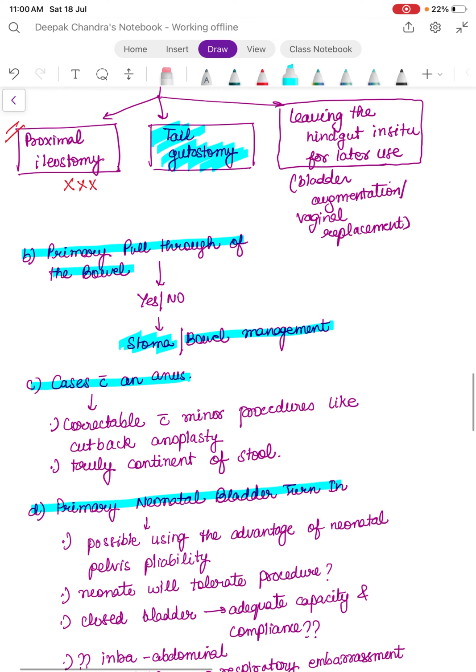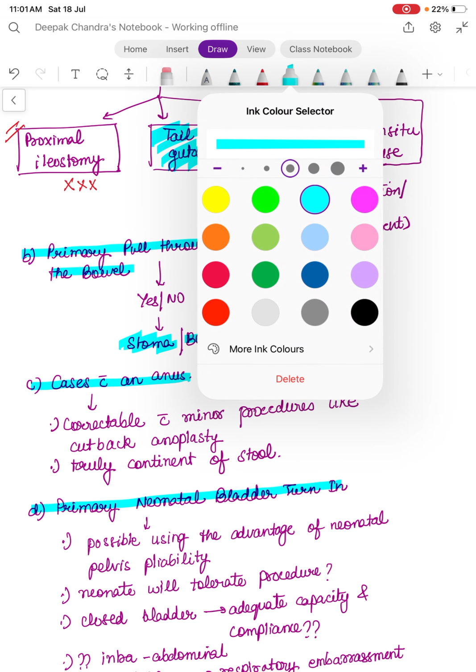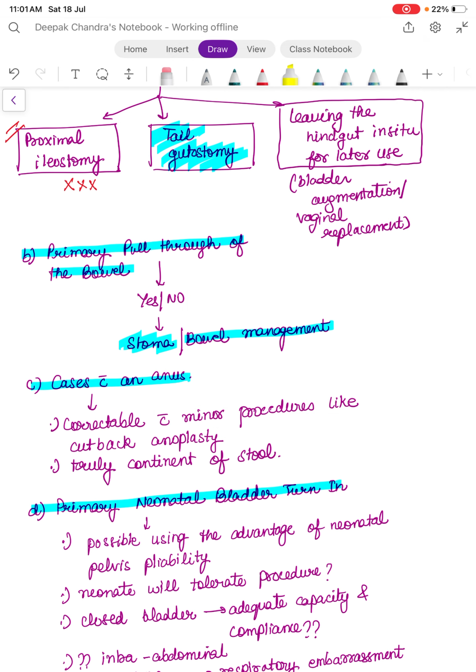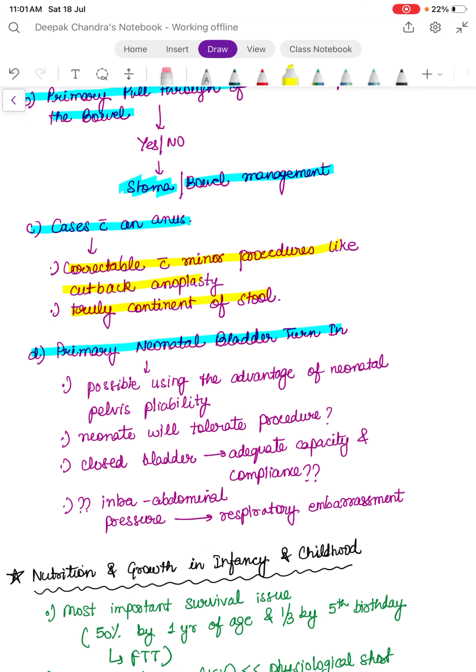Then the second thing is, as we have already discussed, there is a wide spectrum of this illness. So if any child has a normal anus, then we can say that it is correctable with minor procedures like cutback anoplasty. These kids are usually truly continent of stool because of the normal anus formation. Then the primary neonatal bladder turning. So this can be done, using the advantage of neonatal pelvic pliability, but the surgeon needs to ask whether the neonate will be able to tolerate the procedure or not.